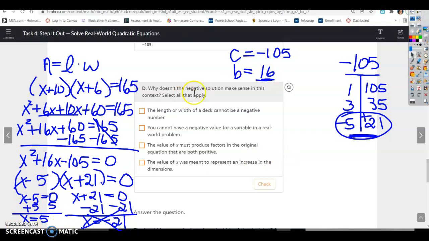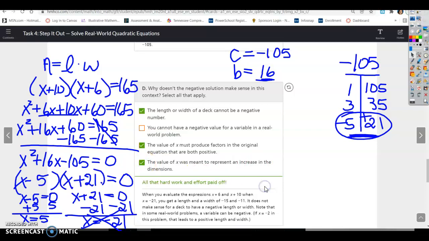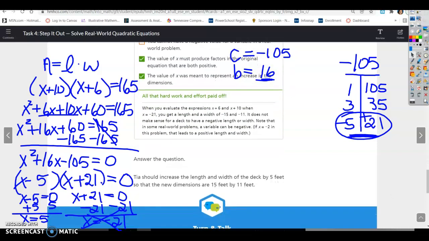So this question is saying, why doesn't the negative make sense? The length or width of the deck cannot be negative. That's true. You cannot have a negative variable. Sometimes you can, not often, but sometimes. And the value of x must produce factors of the original equation. That is true. And the value of x was meant to represent an increase in dimension. That is correct, because remember, we're increasing the size of the deck.